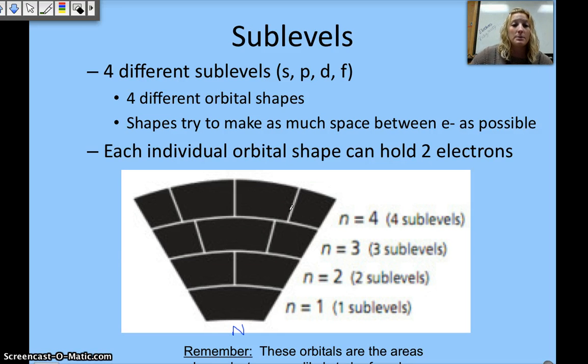Each of these shapes can hold 2 electrons. So as we're talking about all these shapes, remember 2. Two electrons per shape. And we name these shapes S, P, D, and F. There are 4 shapes that we'll go over, 4 sections by the time you get out from the nucleus.